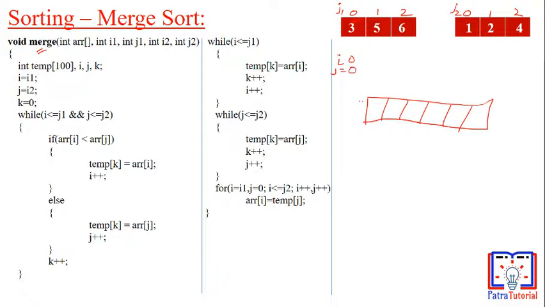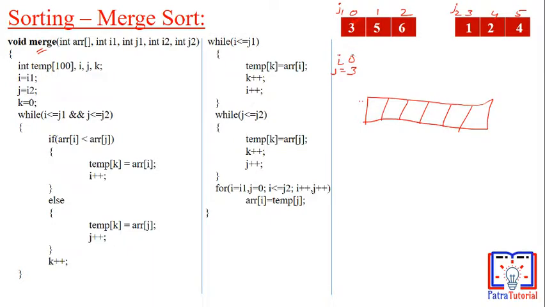Let me take the index of this one as 3 4 5, because in this function I am passing a single array, right? So only the indexes are different. So this is 0 1 2 and this is 3 4 and 5. Okay, so i equal to 0 and j equal to what? 3.